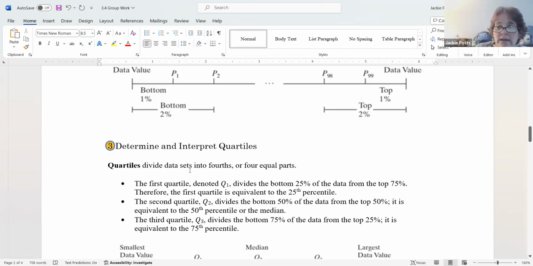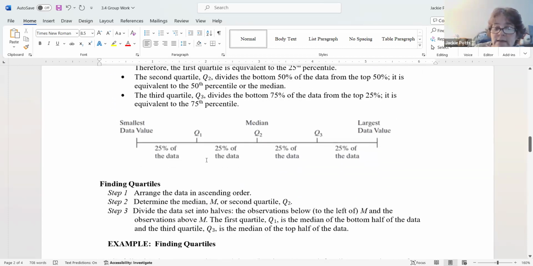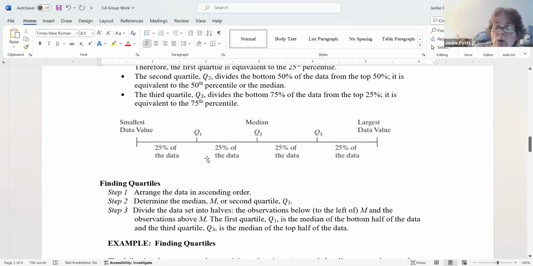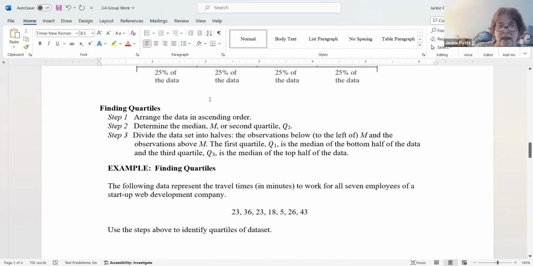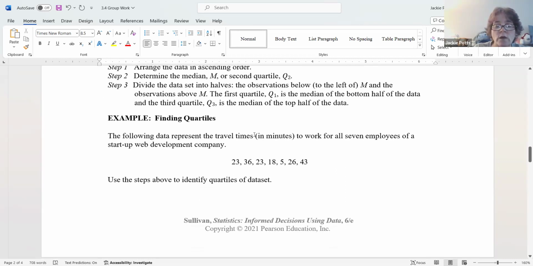So we take our data and think of how we found the median a couple sections back. We divided the data in half. Well, we're going to find quartiles, the first quartile and the third quartile, the same way. This is stating it. First thing, you've got to put the numbers in order. So we're going to take these numbers and put them in order.